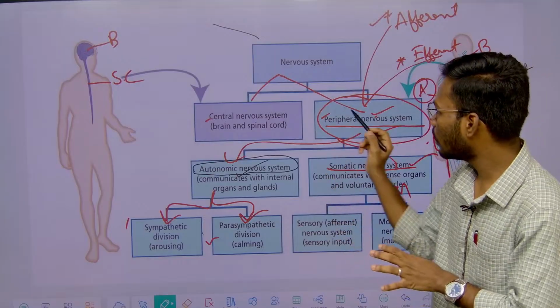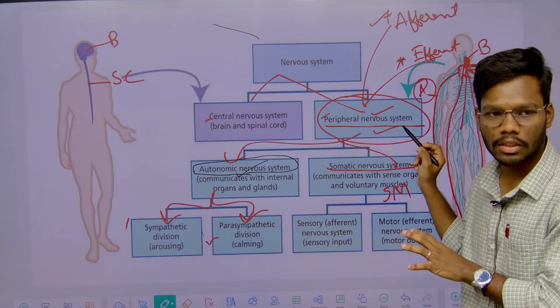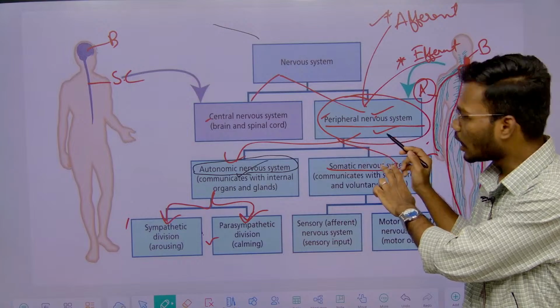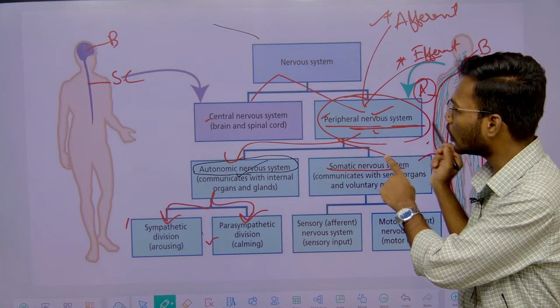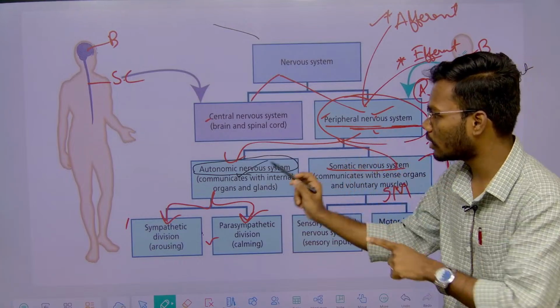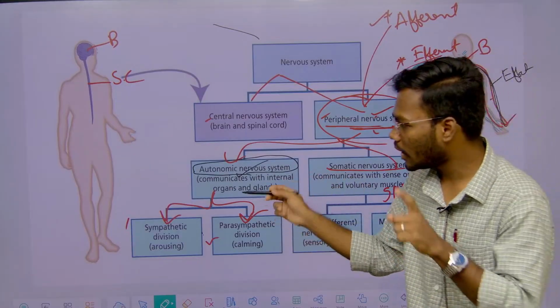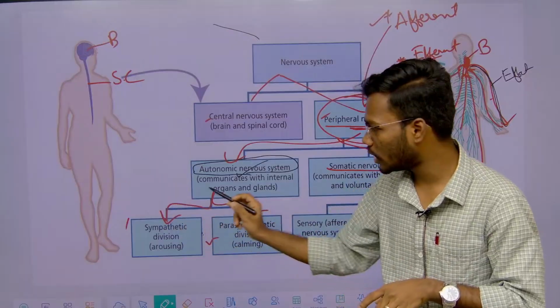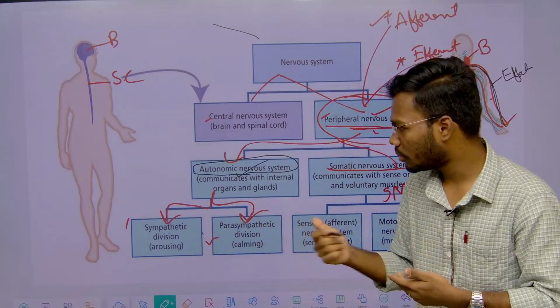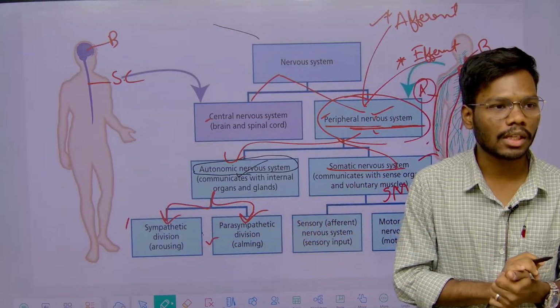So we are coming to the peripheral nervous system. It is controlling all the body. In that we have two types: one is autonomous and the other is somatic. Autonomous is controlling all the organs, and in the organs also we have two kinds. One is the sympathetic nervous system, another one is the parasympathetic nervous system.